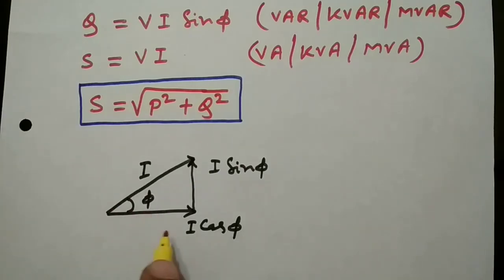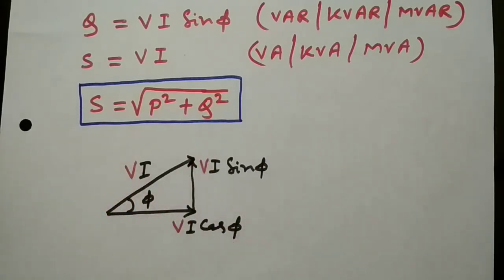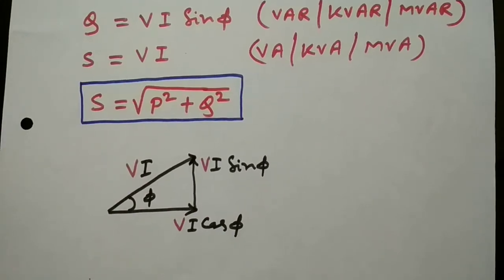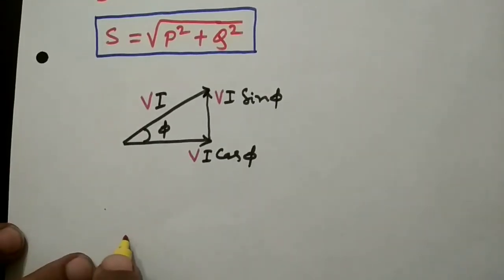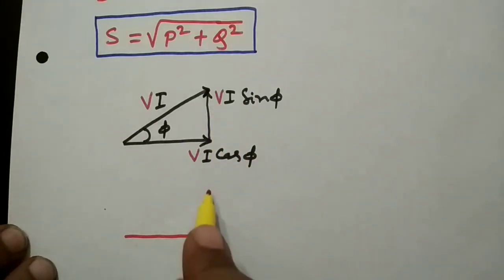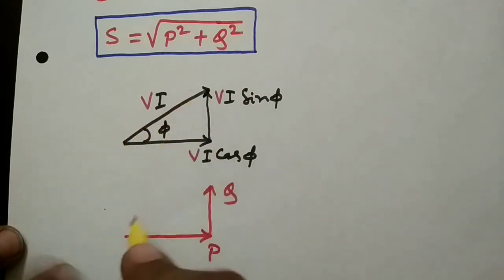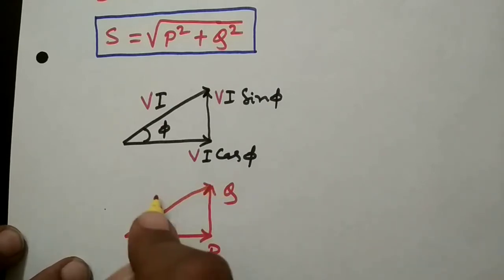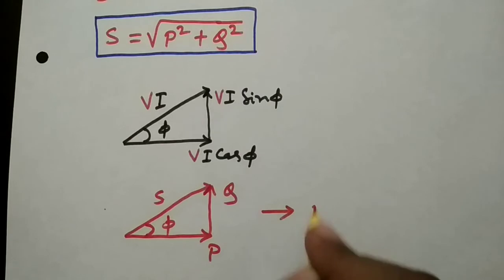Now if we multiply each term by the voltage, that is VI cos phi, here it is VI sin phi, and here it is VI, then the nature of the triangle will be the same. But VI cos phi is the active power P. VI sin phi is the reactive power, that is Q, and V into I is the apparent power, that is S. So again the relations between the three powers create a triangle, and this is called the power triangle.